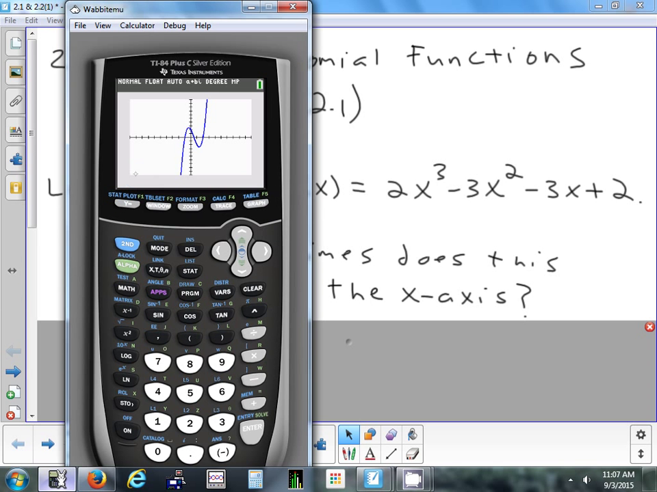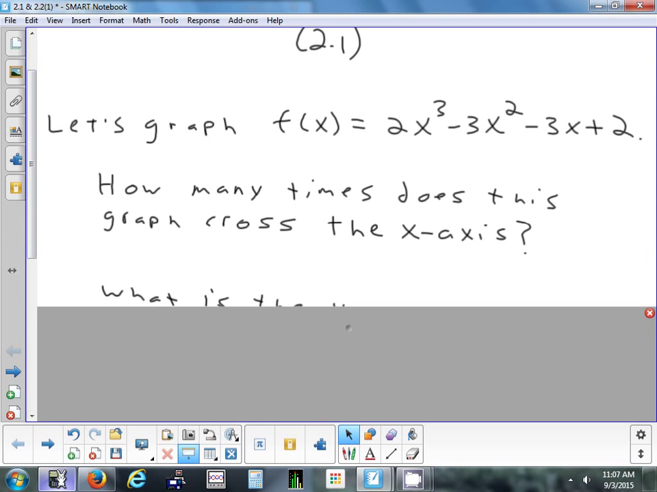Okay, Dave, how many times does it look like that graph crosses the x-axis? 3. Yeah, it crosses 3 times. Looks like somewhere around -1, maybe +2, and then maybe a half. We could find what those values are if we wanted, but let's just answer this question. Crosses 3 times.